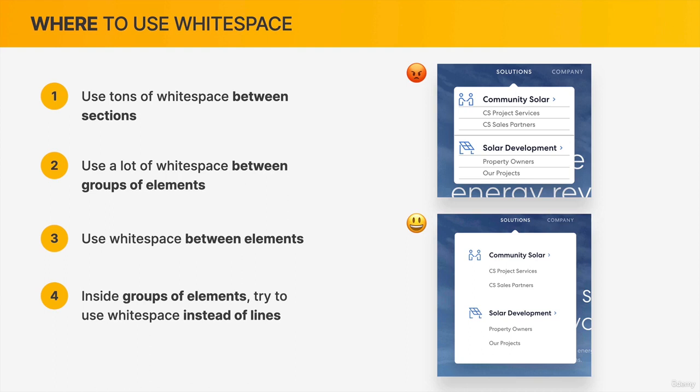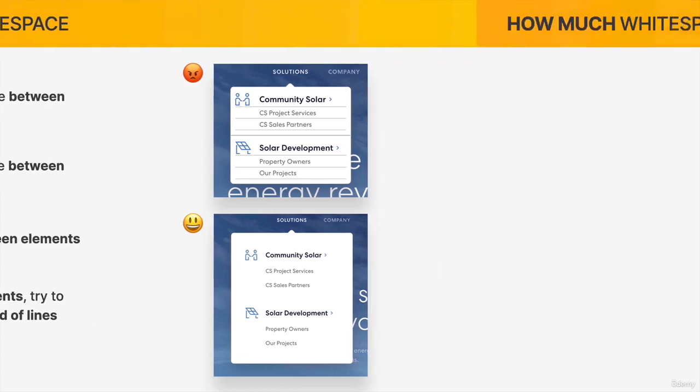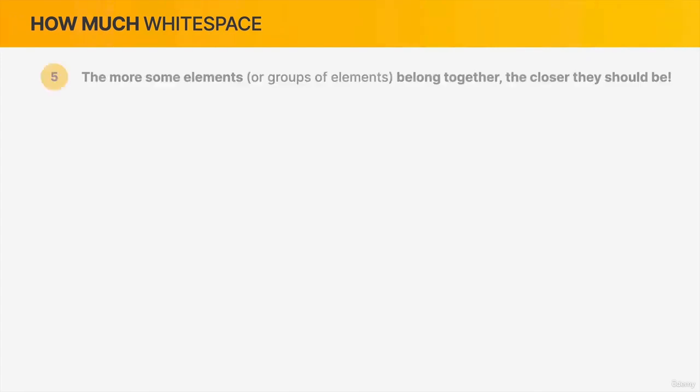Okay, so now you know where you should actually use white space, but how much should you use? Well, let's find out with some more guidelines here. So basically, elements that belong together should be closer together in our interface, so have less spacing between them, because that will distinguish them from other surrounding elements or groups of elements. And what I just described actually has something like an official name, which is the law of proximity.